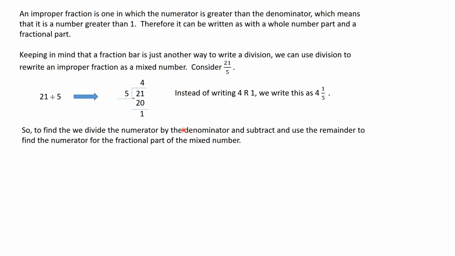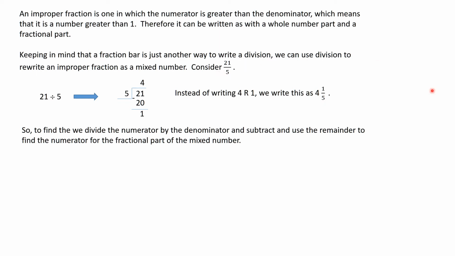So we divide the numerator by the denominator. Okay, subtract to get our whole number part, and that gives us our whole number part. Then we subtract to get our remainder, which we put over the original thing we divided by, which is 5.